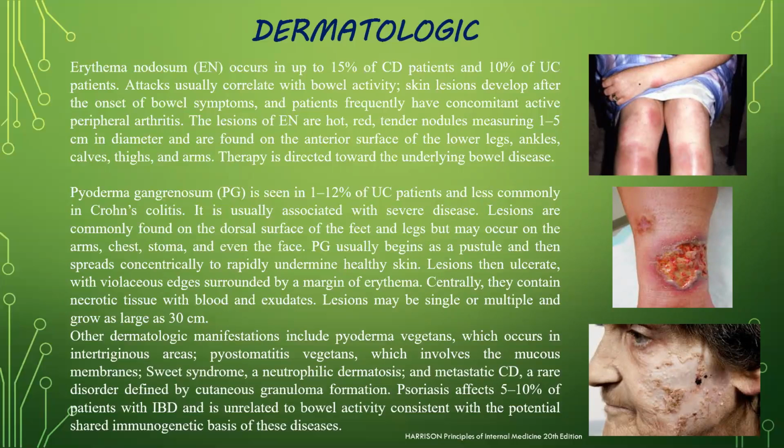Other dermatological manifestations include pyoderma vegetans, seen in the picture. Here is pyoderma vegetans, which occurs in intertriginous areas, and pyostomatitis vegetans, which involves the mucous membranes. Sweet syndrome is a neutrophilic dermatosis. Metastatic Crohn's is a rare disorder defined by cutaneous granuloma formation. It affects up to 10% of patients with the disorder and is related to bowel activity, consistent with a potential shared immunogenetic basis of the disease.